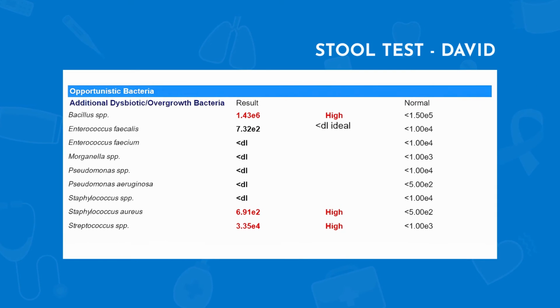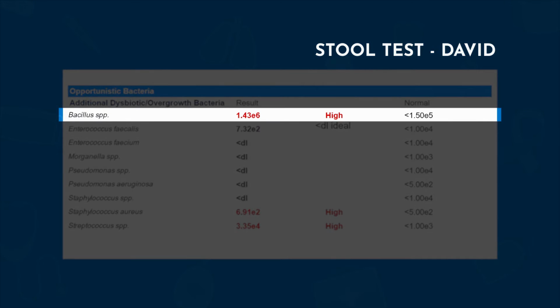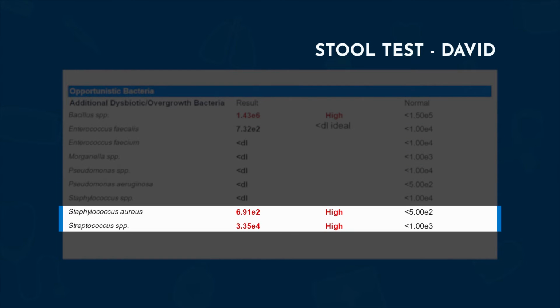When we look at some of his more opportunistic or not so good guy bacteria, we do see some things here. I would say that Bacillus comes up pretty frequently. I'm not that bothered by it. The Staph aureus and Streptococcus are pretty common. And E4, again, that's times 10 to the 4th power or times 10,000. This is pretty high. I would like to see that a little lower. Nothing too crazy happening here.